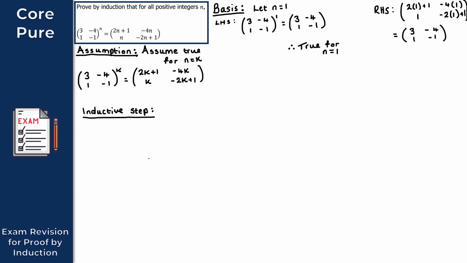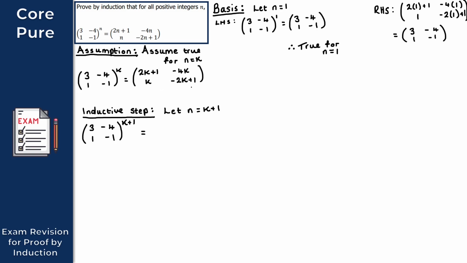Well, what we do now is we let n equal k plus 1 here. So if n equals k plus 1, then what we have now is this matrix here to the power of k plus 1. I get 3, minus 4, 1, and minus 1 to the power then of k plus 1. Like so.